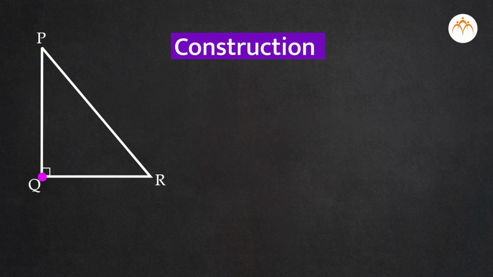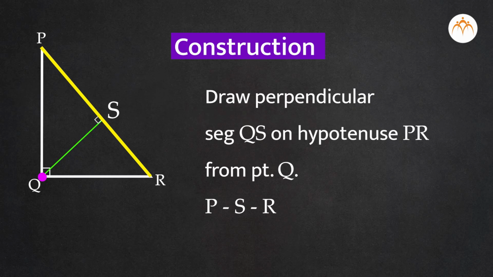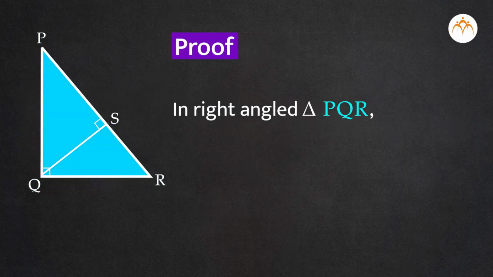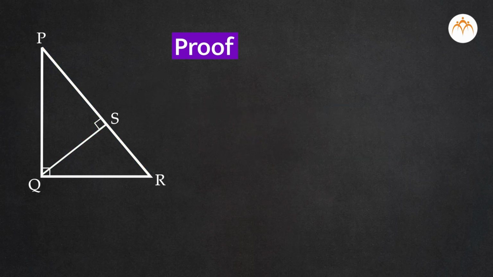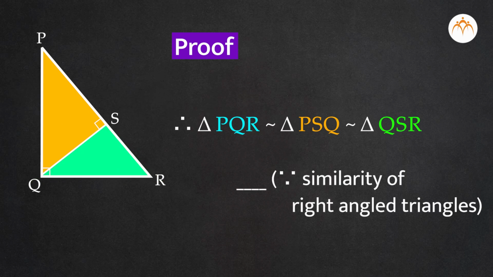Construction: Now draw perpendicular segment QS on hypotenuse PR from point Q. Point S lies between point P and point R. Proof: In the right angled triangle PQR, segment QS is perpendicular to the hypotenuse PR, according to the construction. Triangle PQR is similar to triangle PSQ is similar to triangle QSR because of similarity of right angled triangles.